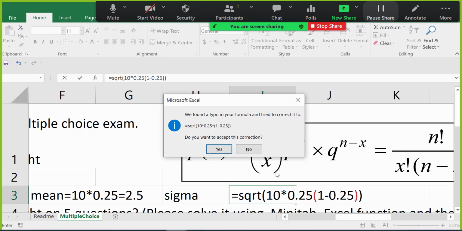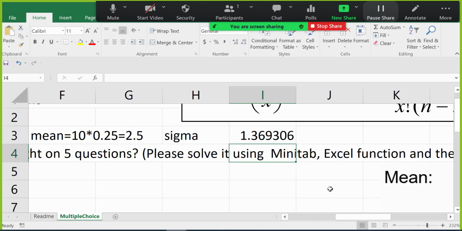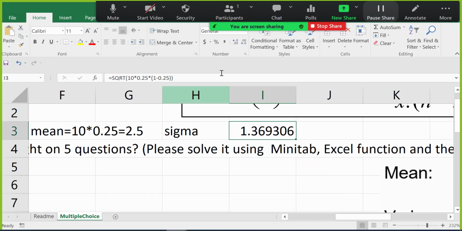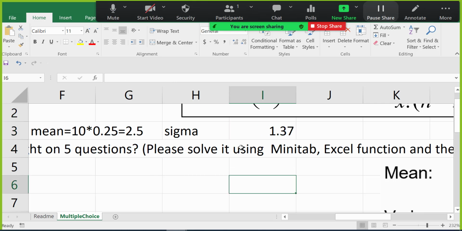Okay. What happened? Oh, need a multiply. Okay. So you find out the mean and the sigma. Okay. So next question.